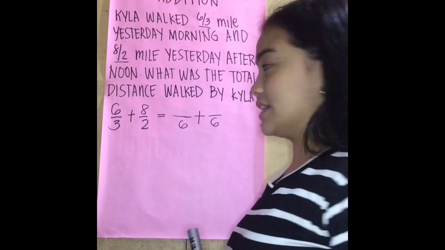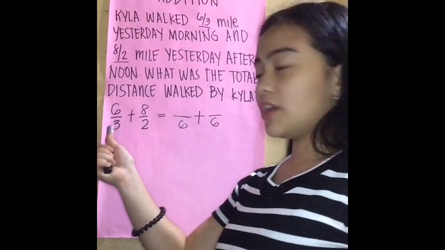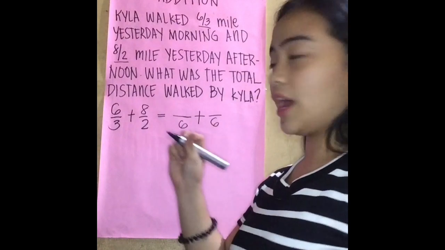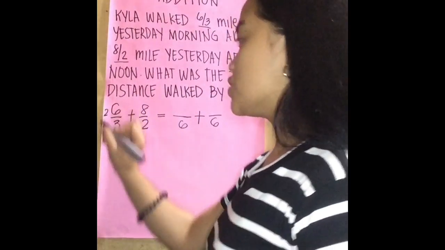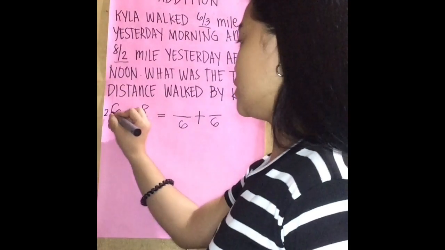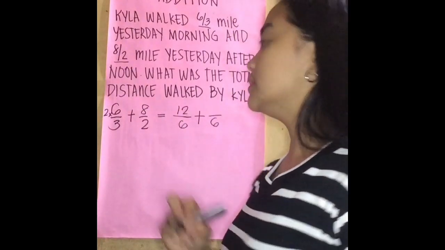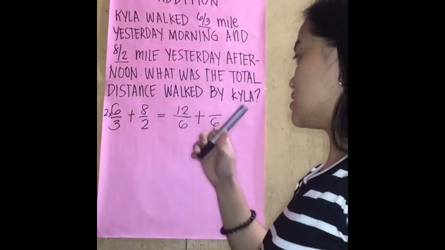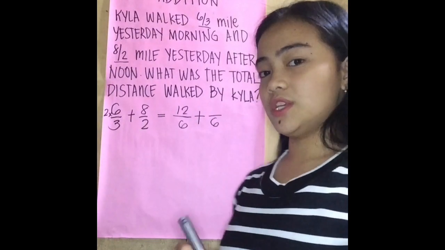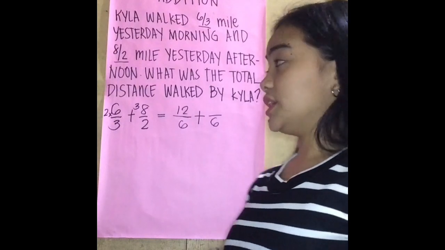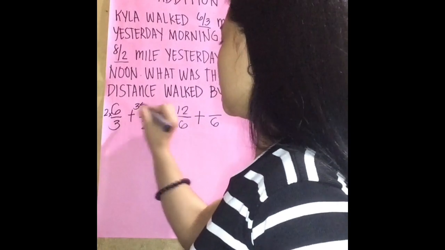Second, 6 divided by 3 is equal to 2. So, we need to write here 2 times 6 is equal to 12. You need to multiply by 2. Next, 6 divided by 2 is 3. So, 3 times 8 is equal to 24.